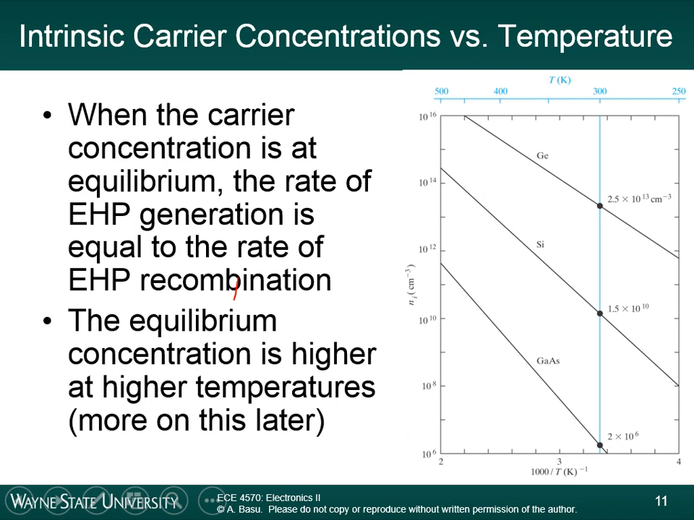So what you notice about the difference of these materials, germanium has a higher intrinsic carrier concentration than silicon. Silicon has a higher intrinsic carrier concentration than gallium arsenide. What could you say about the band gap of these materials? Which one has the largest band gap, do you think?